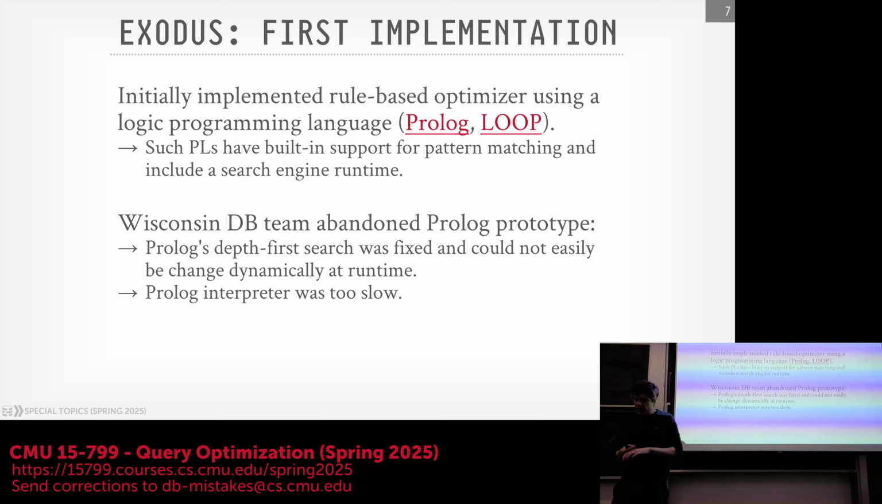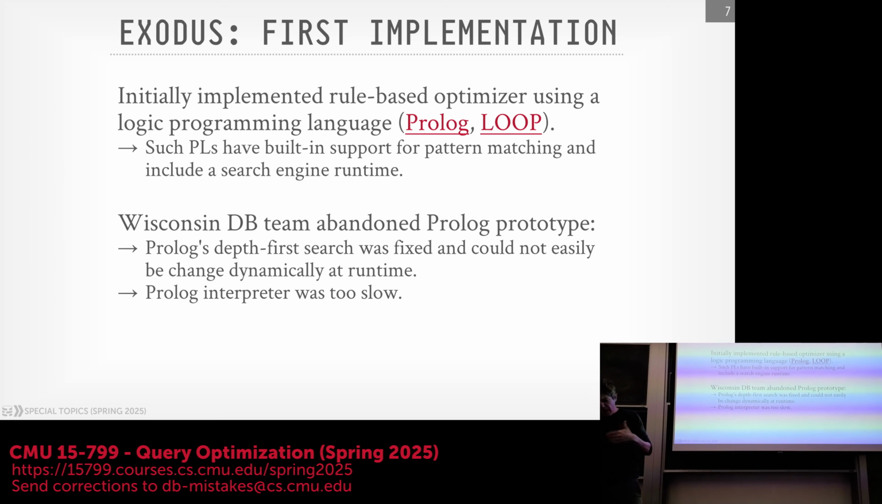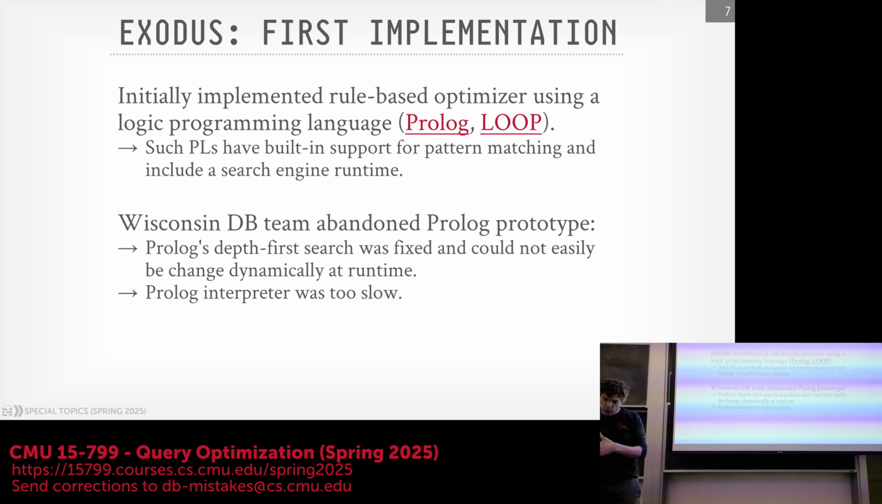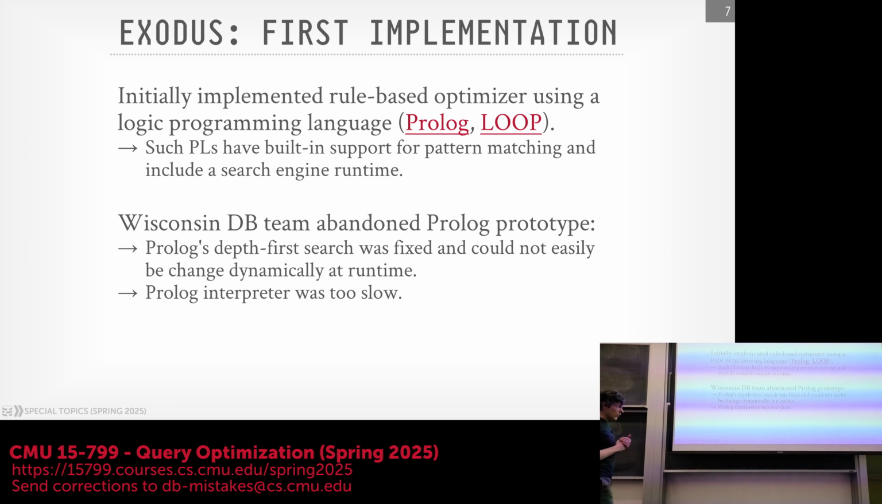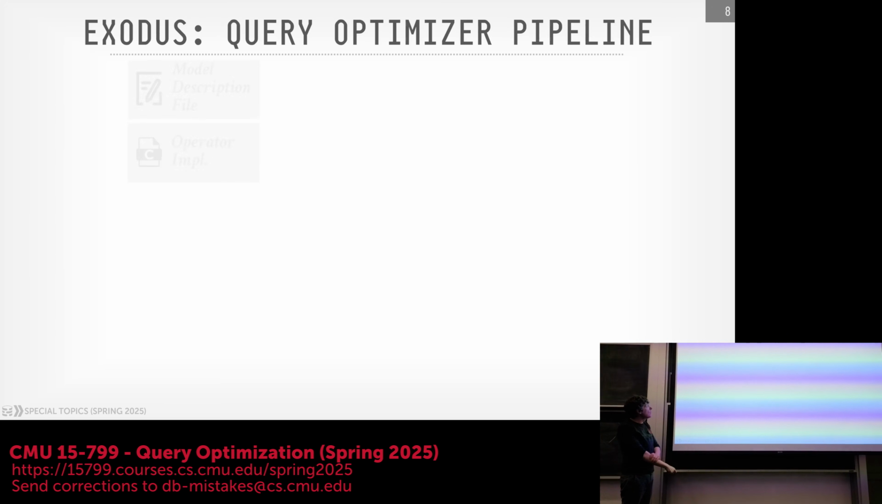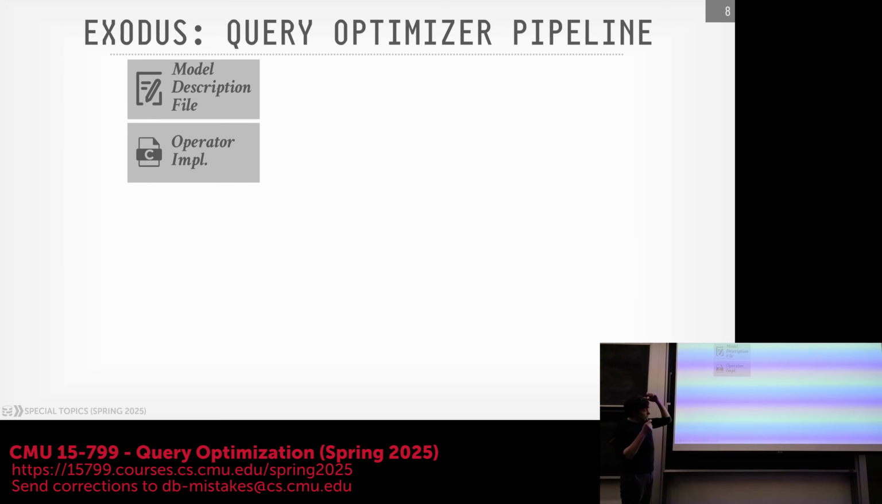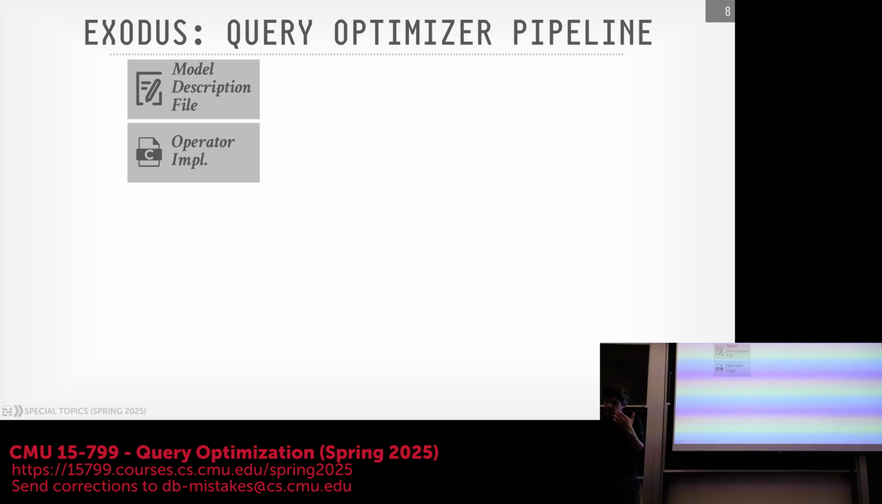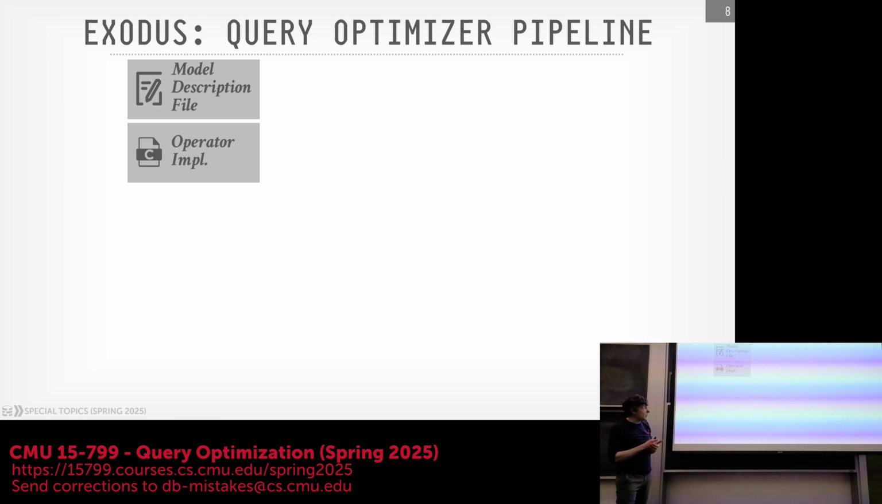Anyway, I'm not here to bag on Prolog. There is Datalog, which we're not going to cover in this class. That's a more useful version of Prolog for databases, but most people don't write that kind of stuff. All right, so here's what the pipeline is going to look like. You have this database system implementer, the person that's trying to integrate the Exodus query optimizer or Volcano's query optimizer in their system.